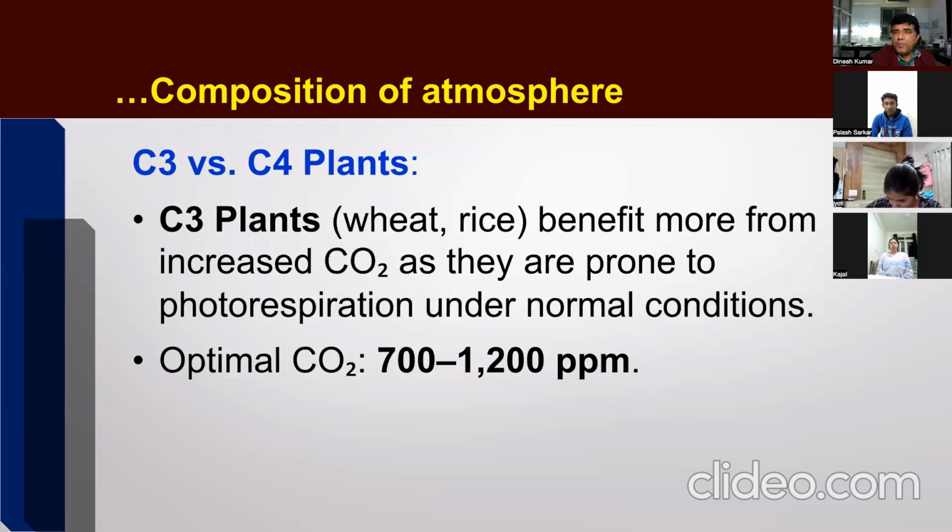C3 versus C4 plants, who will respond better? C3 plants like wheat and rice benefit more from increased CO2 as they are prone to photorespiration under normal conditions. In this case they derive more advantage, and the optimum level you can see is 700 to 1200 ppm. You can remember this level, sometimes you will get it in quizzes. 700 to 1200 ppm is the optimum level of CO2 for C3 plants.